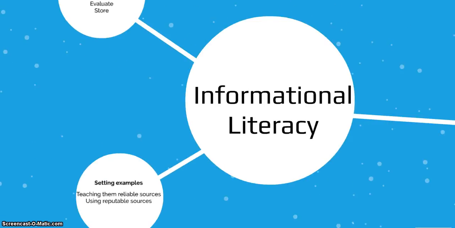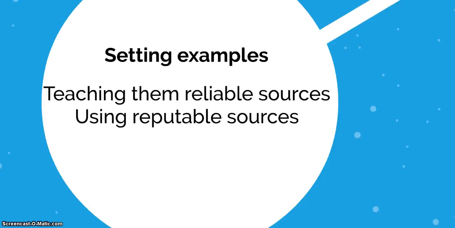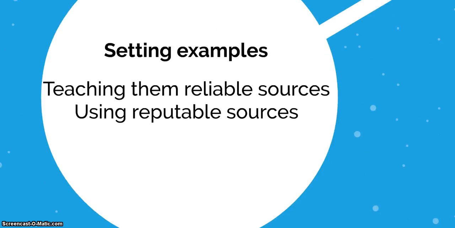The first piece of digital literacy is being informational literate. And so that is the ability to access information, sort out what is good and what is bad, evaluate how it is good and bad, and store how to use it and when you will need it. You can demonstrate this by teaching your students to use reliable sources. With most of our learning being done by example, if you use reputable sources, your students will learn how to as well.